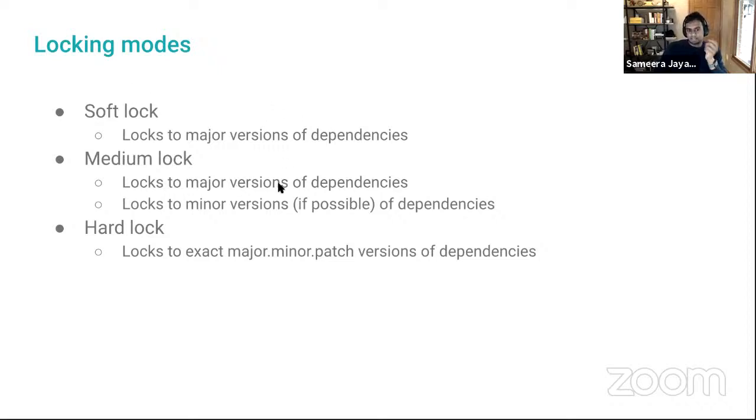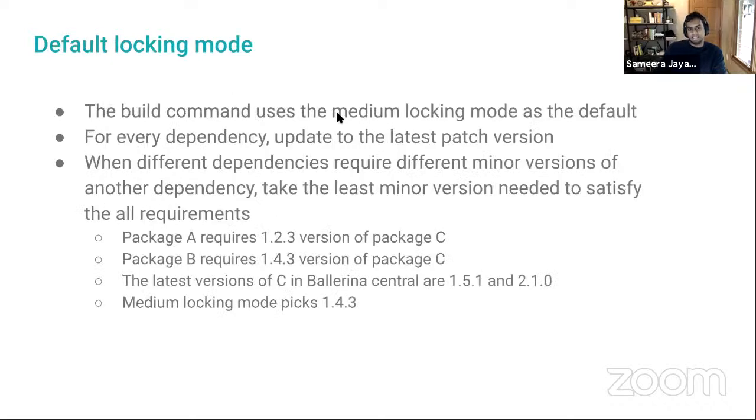Medium lock mode locks the major version component of your dependencies and also locks the minor version. I'll explain the if possible clause in the next slide. So you can think of it like, if I'm using version 1.2.3 right now, and if there are new versions like 1.2.5 and 1.3.0, we automatically update to the 1.2.5 version. That's a medium lock. Hard lock is basically we don't update. It's locked to major, minor, and patch components. So the default locking mode that we use in build is the medium locking mode, right? Basically, we automatically update to the latest patch version for every dependency.